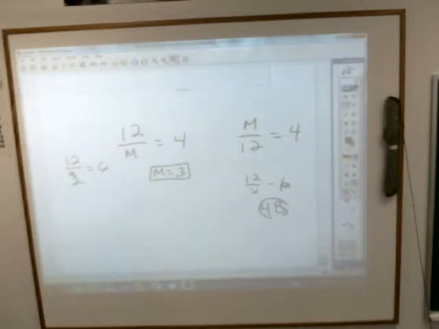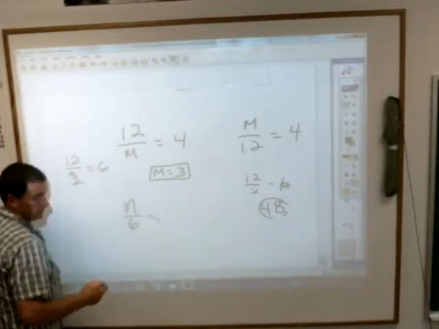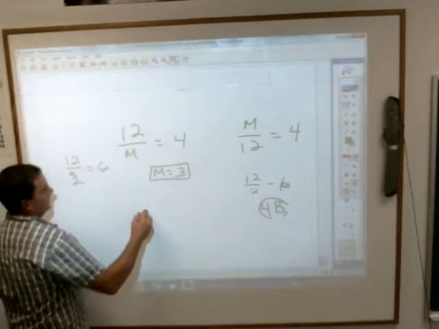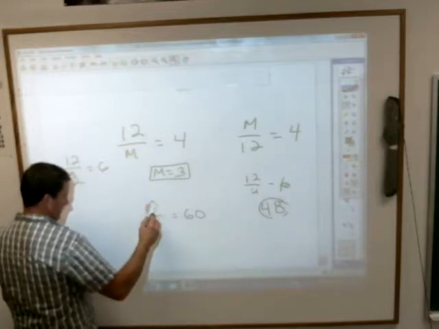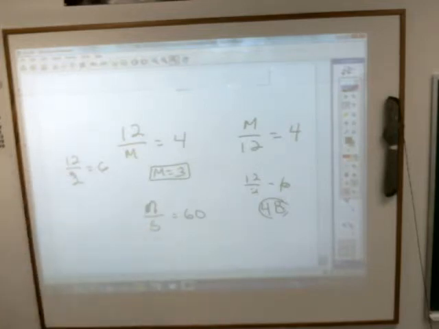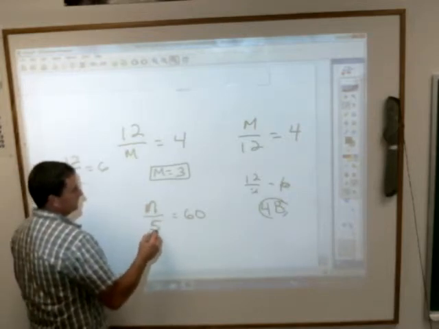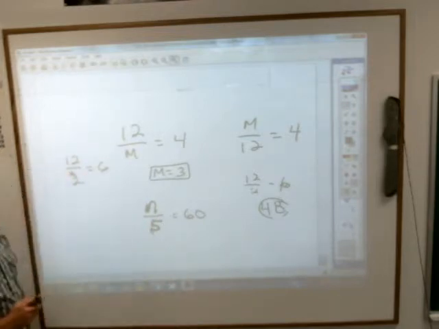Let me try another one here. We should try a hard one, shouldn't we? Here, let me give you one. N divided by 6. I'm sorry. Let me rewrite that. How about n divided by 5 is 60? Tell me what the answer to this would be. N divided by 5 is 60. What, pray tell, would you get for that answer?